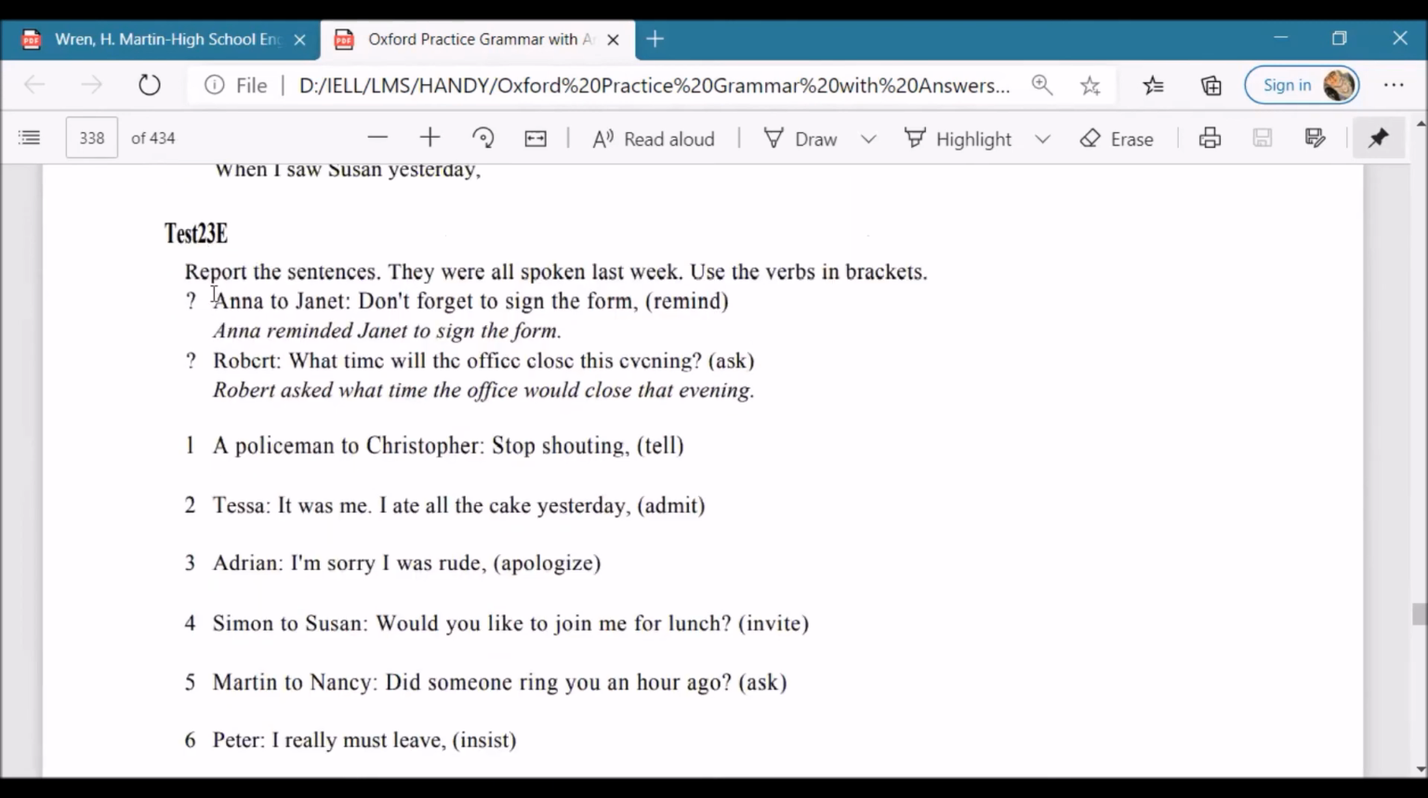Then here, report the sentences. They were all spoken last week. So the context here is last week. Use the verbs in brackets. Okay, so the verbs are already given. Tell, admit, apologize, invite, ask. So you have to use these ones. The context is last week, and you have to report these sentences. This is the direct speech that he said, stop shouting. So you can convert it and report it.